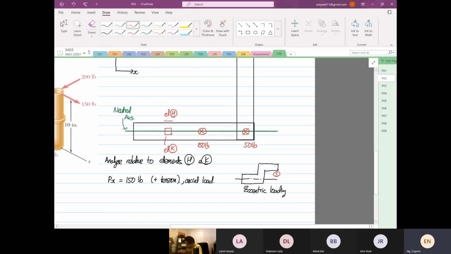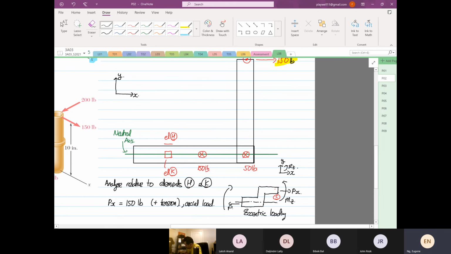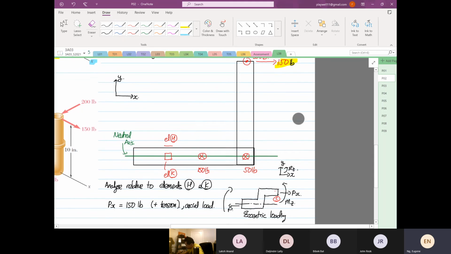Point C is the point of interest. So if we have a load P over here, we automatically put a P over there. And then it's going to induce a moment in this direction. It's also going to induce a moment in this. So this is our PZ, PX. If I were to draw our transformation in this way, that is why PX, either on element H or K, will induce a tension.